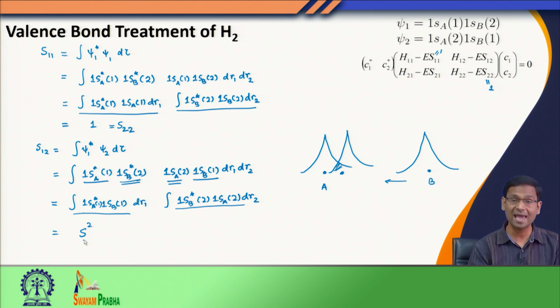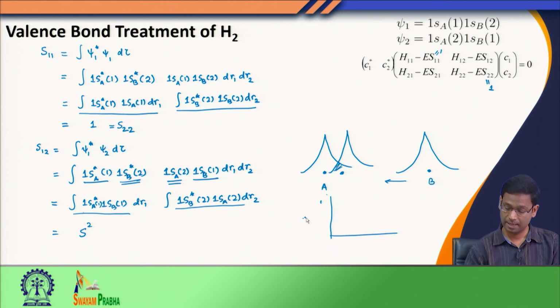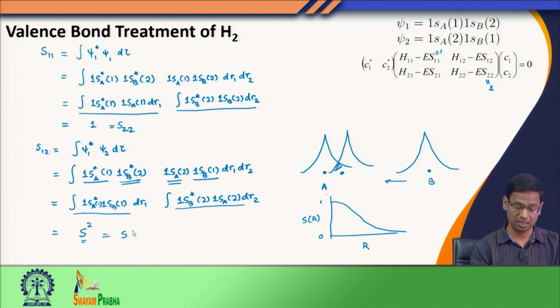So the overlap integral S will be a function of the internuclear distance. If I draw S as a function of R, where capital R is the internuclear distance, of course when R is very large, that means the two hydrogen atoms are far away from each other, the overlap integral will become 0, and when they come very close to each other, it will have a larger value. So if I plot S of R, it will look like this. So we see that the overlap function S square is actually S of R square, and the overlap integral is a function of internuclear distance.